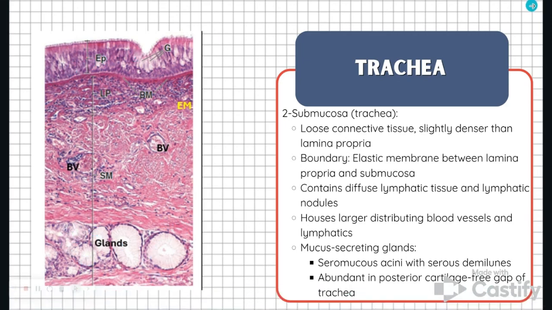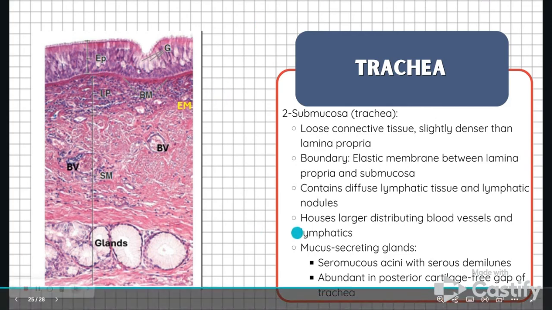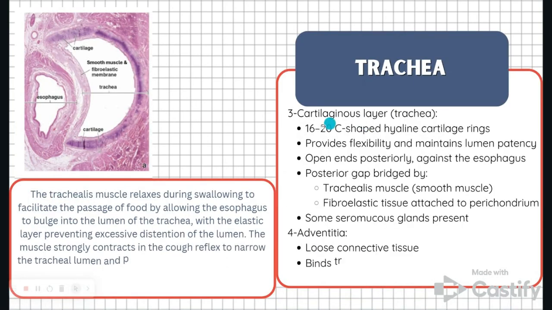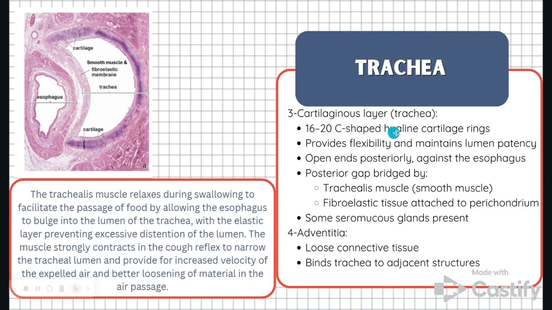Now, again, quick recap. We have here, as we said, epithelium, lamina propria, blood vessels, and glands. Okay, moving forward, I want to continue before my time runs out. Cartilaginous rings: 16 to 20 C-shaped hyaline cartilage rings provide flexibility and maintain lumen patency. Open posteriorly against the esophagus.